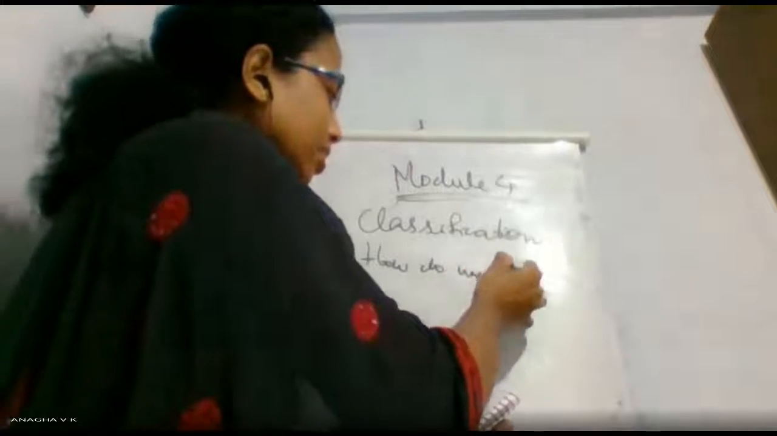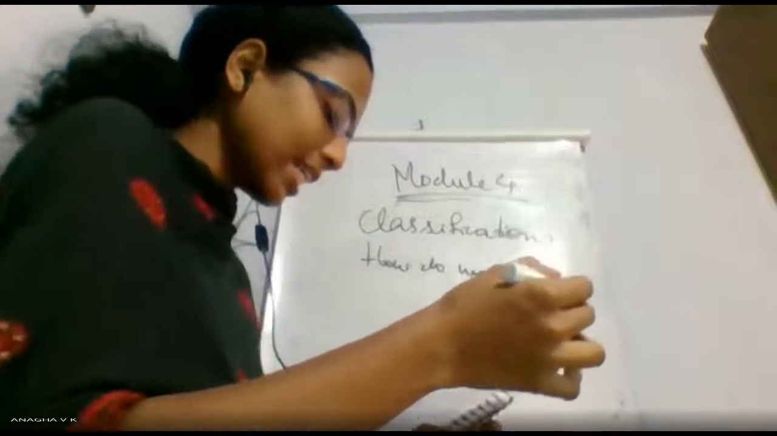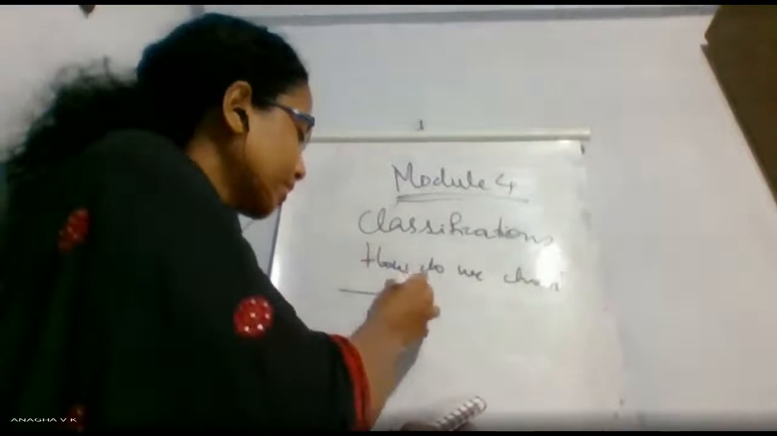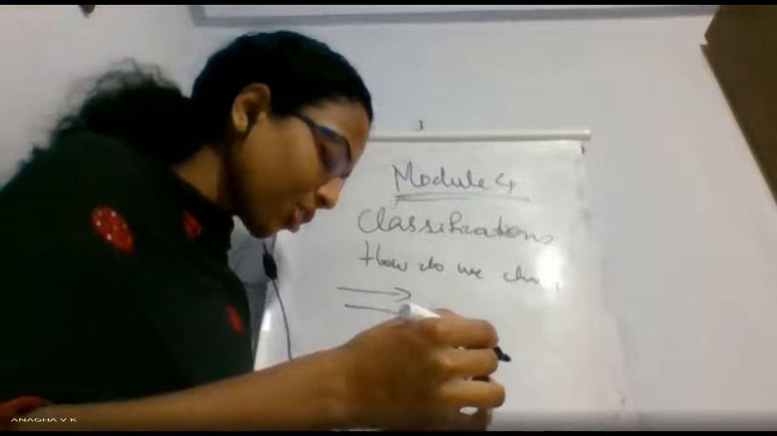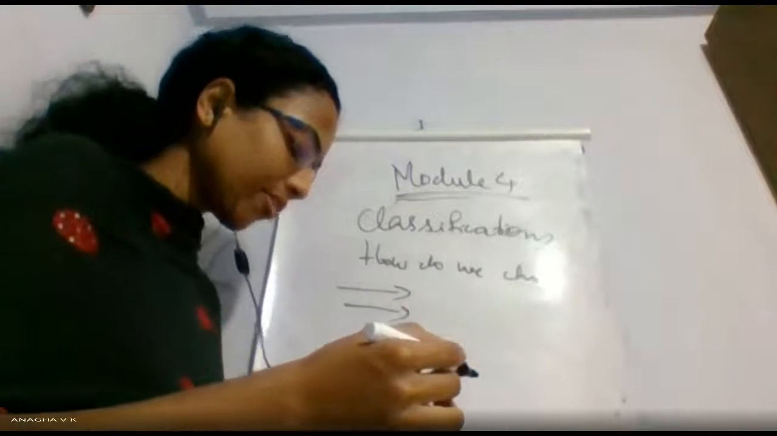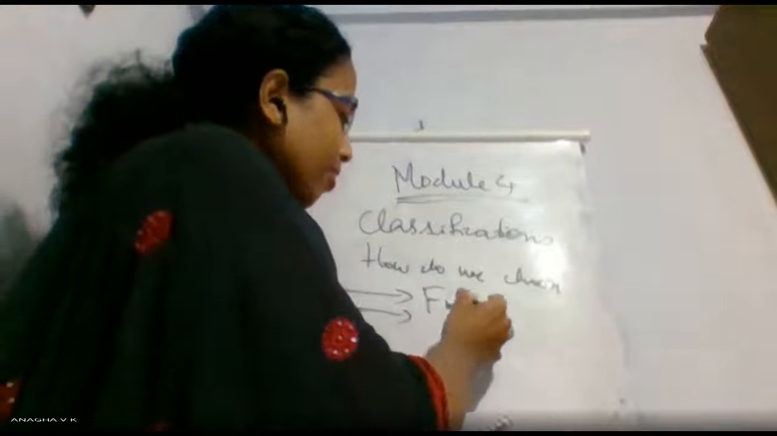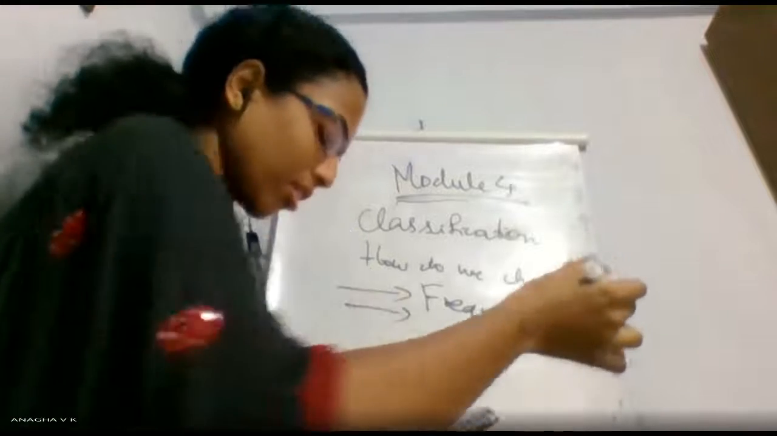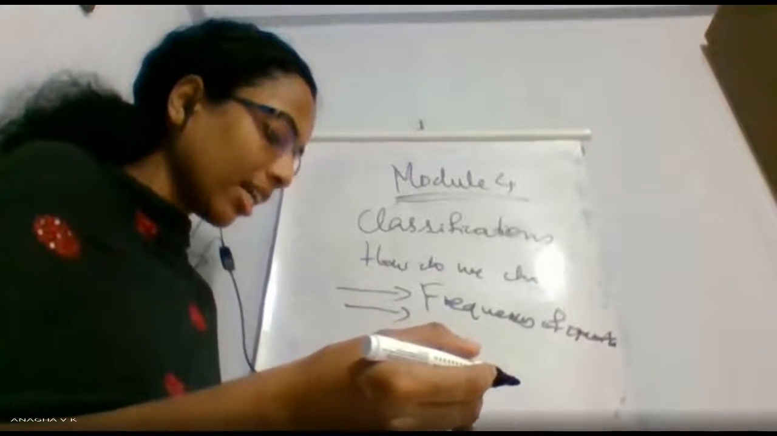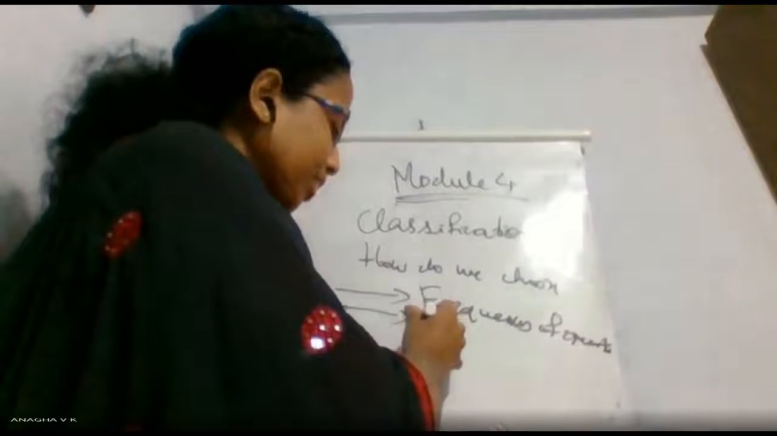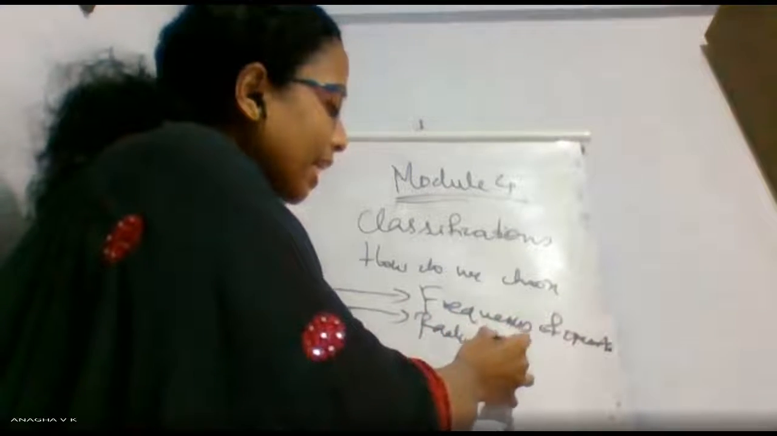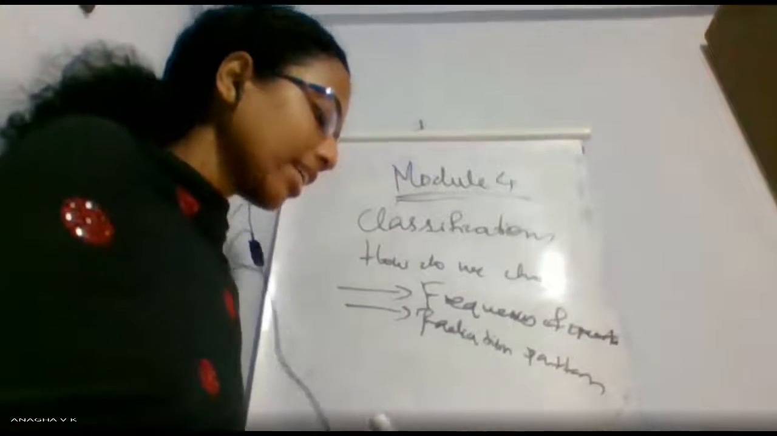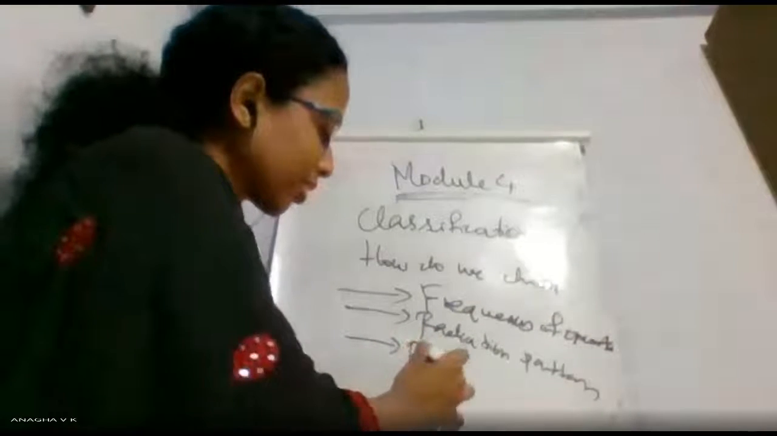The choice of an antenna depends on what all things? Frequency of operation. The choice of antenna depends on frequency of operation. Next one is radiation pattern. Next one is polarization.